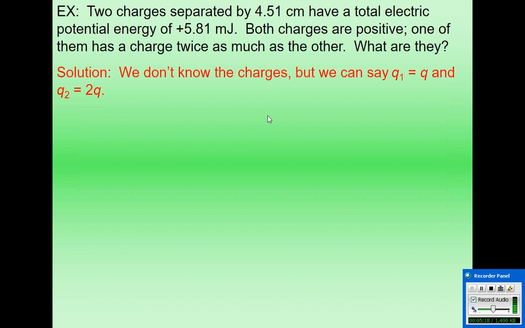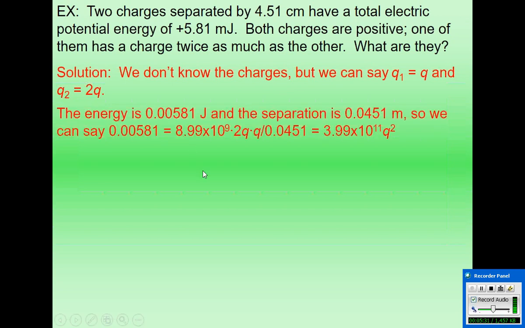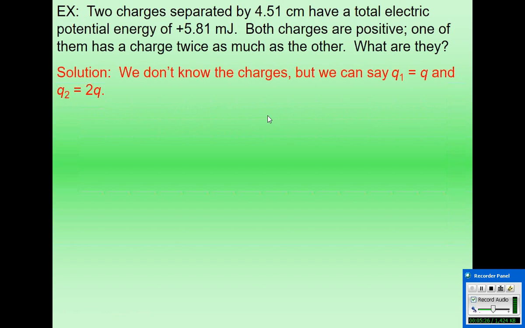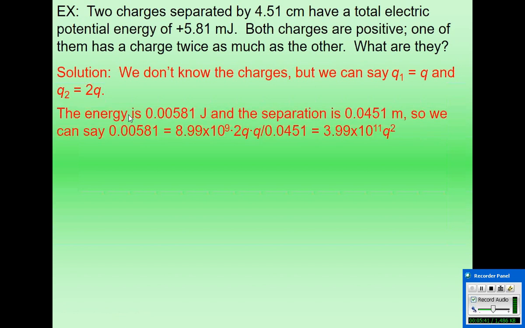So if I set Q1 equal to just Q, that means that Q2 must be equal to 2 times Q. If you follow that, then we can plug into our expression for electric potential energy. We're given that the value of the electric potential energy in standard units is 0.00581 joules, and the separation in standard units is 0.0451 meters. So we have the ability now to algebraically solve for Q.